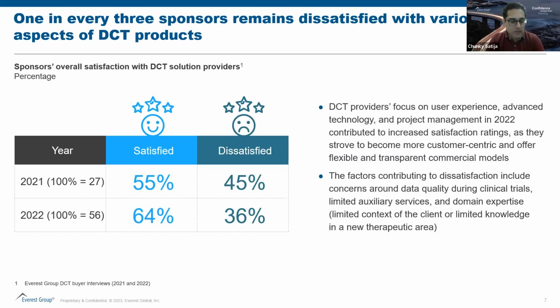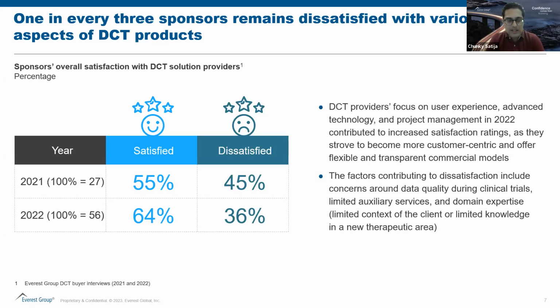So from a 2021 perspective, we ended up speaking to 27 buyers. Again, these are reference customers of the DCT providers that you saw on the PEAK Matrix assessment. And we spoke to around 56 buyers in 2022. One of the things which was good to see is that satisfaction had in fact improved compared to 2021. And that is a good sign for a maturing industry, which means that their buyers are now getting used to the solutions and the platforms that they're offering.